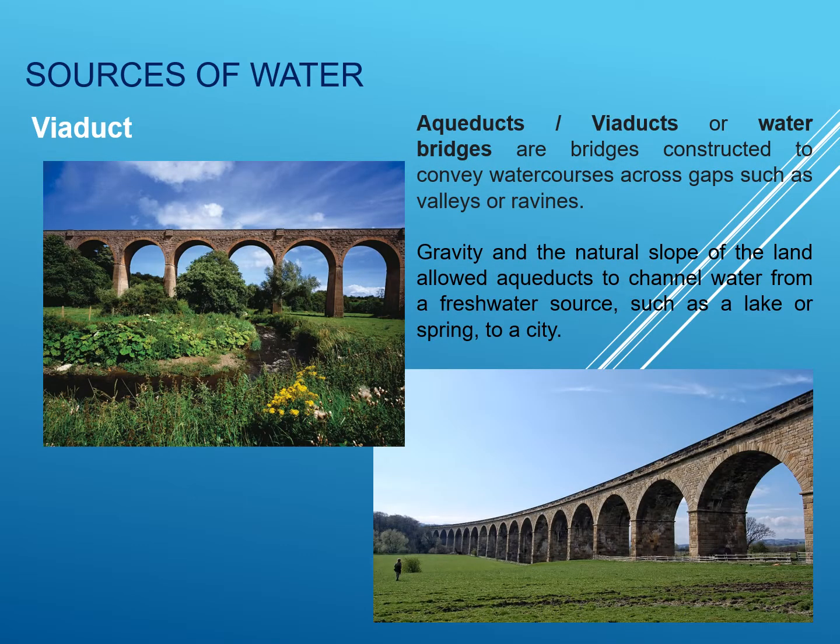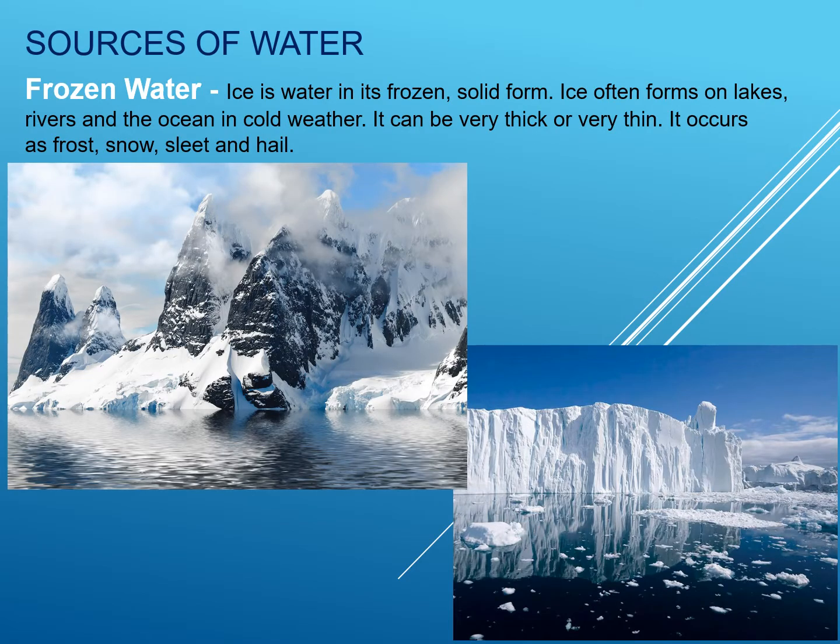As early as the Roman times, they invented what are now called aqueducts or viaducts, or water bridges. These are bridges constructed to convey water across gaps such as valleys or ravines. Again, gravity, try to remember that word, and the natural slope of the land allowed aqueducts to channel water from a fresh water source to the city. Now, in certain parts of the world, they rely on frozen water, which is actually ice. You wait for it to thaw and use the thawed water as your water source.